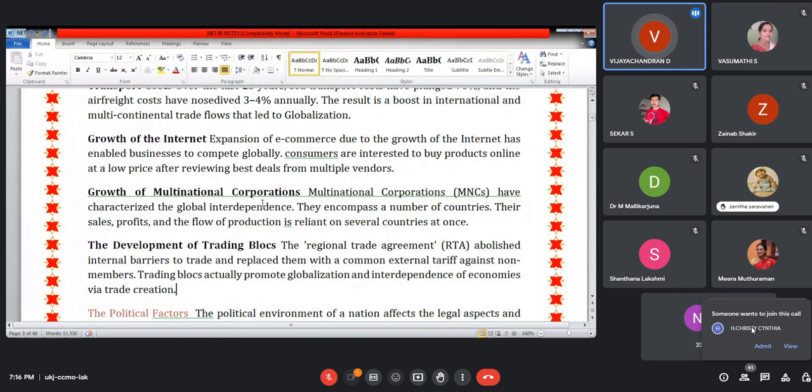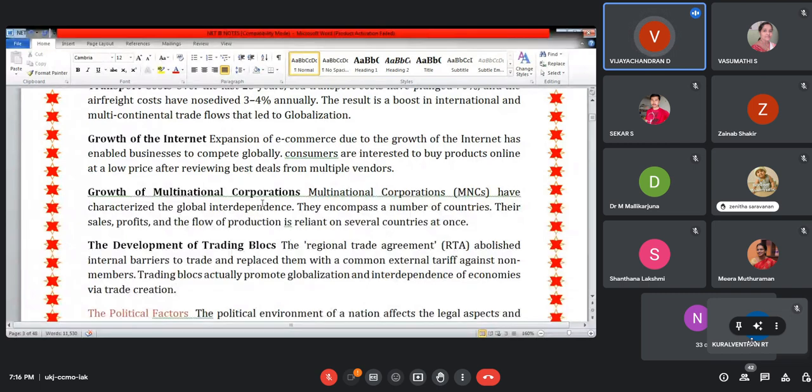I have to say, a trading block is a group of countries. They are member countries. They will trade, and there will not be any restriction. The member countries who are in the trading block will do business without any restriction. There will not be any tariff, there will not be any quota system. If any non-member country comes to trade with this trading block, so trading blocks means what? A group of countries, for your easy understanding.